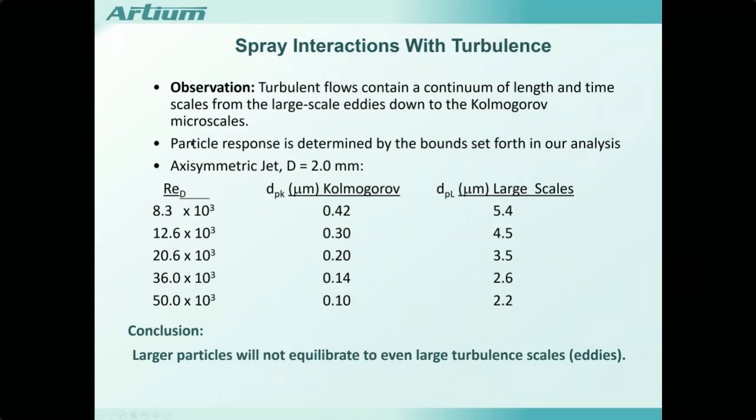So what I spent my time on was to determine what the largest particle would be that could adequately respond to the various turbulence scales, the Kolmogorov or small scale turbulence, and the large scales. And I did that for a range of Reynolds numbers. Well, with 8,000 Reynolds number, about a 0.5 micron particle will respond to the Kolmogorov scale. So that's getting down to the limit where one might easily make reliable measurements with an LDV.